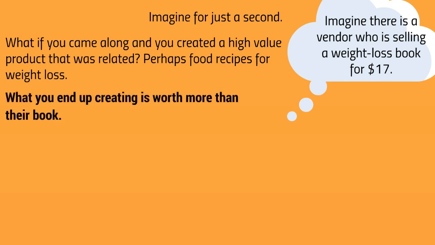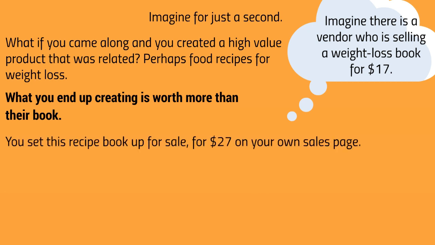And let's say you do that. What you end up with is a book or a video that is worth more than their book. So in this case, you can set the recipe book up for sale on an actual sales page for $27. Somebody is selling a $17 book or something lower. Basically, you want to make sure that your high value product is either double or a little bit more money than what they are selling. The reason is that it's going to get the vendor to more likely say yes. Now, it's got to be realistic. If you're offering something of low value and just bumping up the price, that's not going to work anyway.